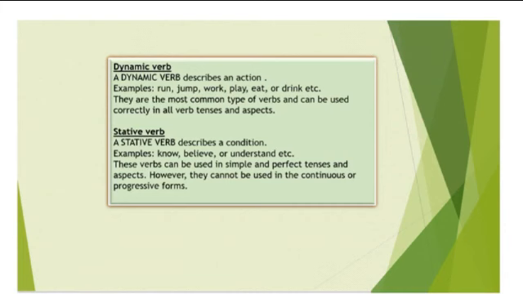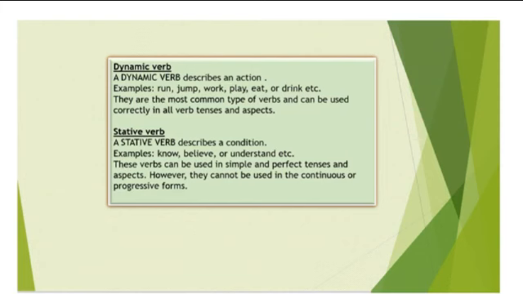These verbs can be used in simple and perfect tenses and aspects. However, they cannot be used in the continuous or progressive form. So this particular limitation, this particular rule, makes stative verbs a bit complex. It's just a bit complex, but not entirely. Further on, we'll be looking at the list of dynamic and stative verbs.